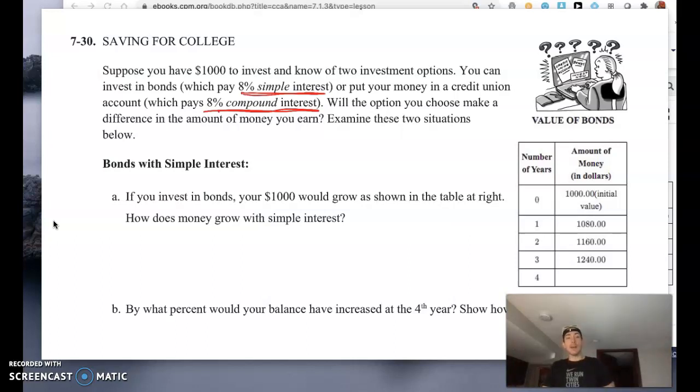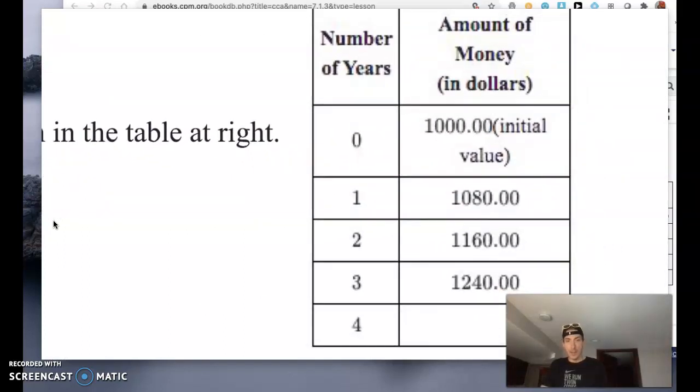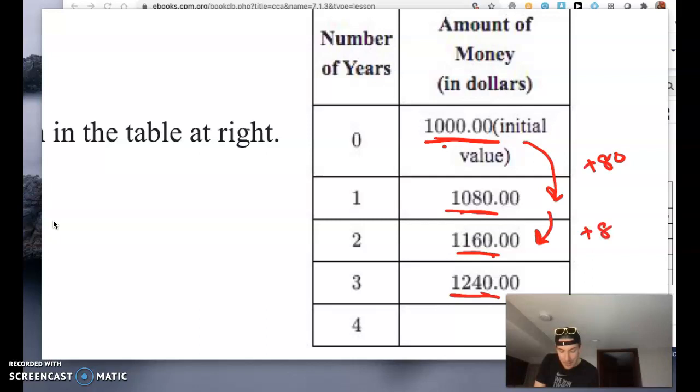It says in part A, if you invest in bonds, your $1,000 would grow as shown in the table. How does your money grow with simple interest? Well, check this out, ladies and gents. We've got a $1,000 starting value, we are growing by 8%. That's what we're told. Well, here's what I noticed. From here to here, I'm adding 80 bucks. I'm adding 80 bucks. And one more time, I'm adding 80 bucks.